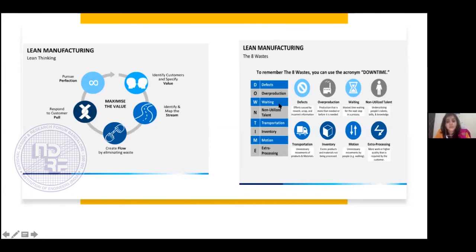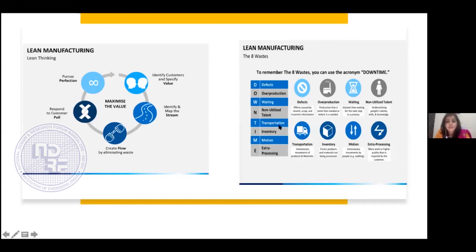Waiting of any resources. It could be human resources or the material or the machine. None of these should be made to wait. Waiting is adding extra time. Time is money, right? Next, N is non-utilized talent. This is the 8th waste that has been added. And if you are not tapping into the skill sets that an individual is holding, then you are underutilizing that individual. So that is actually a waste, and that's a very powerful waste. Many companies have overlooked it for years, and now they realize that it's important that we actually utilize the talents that people possess in their company.